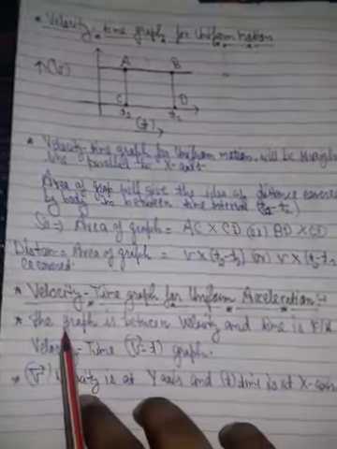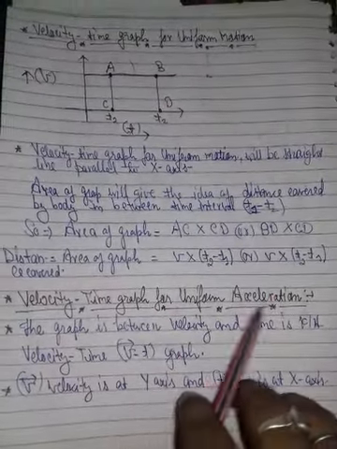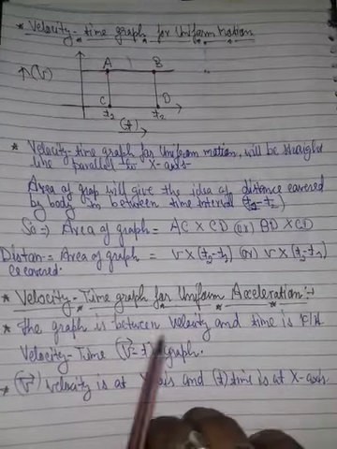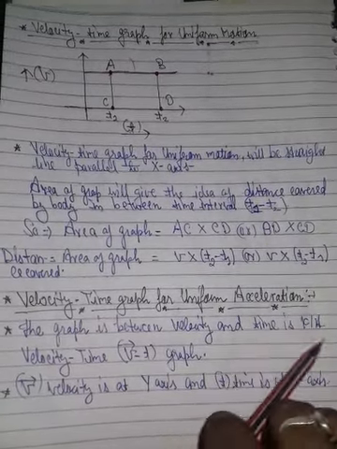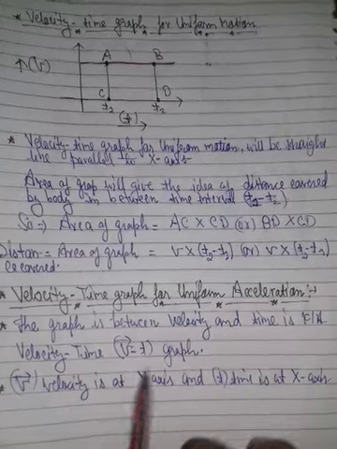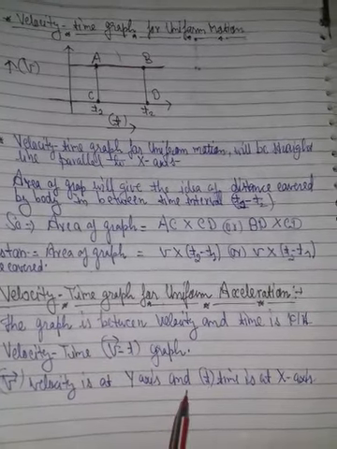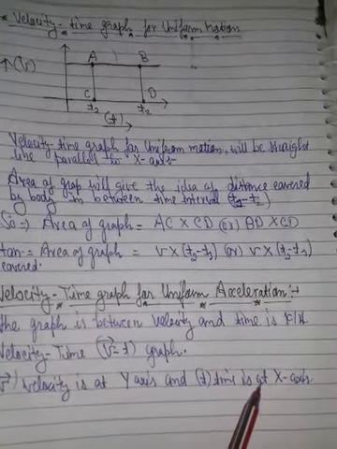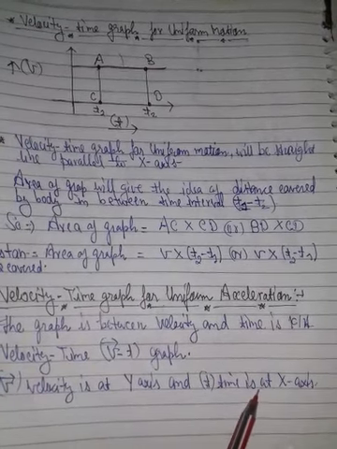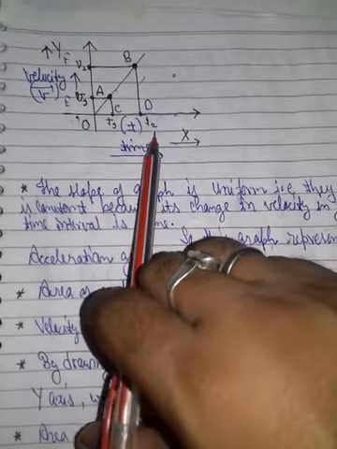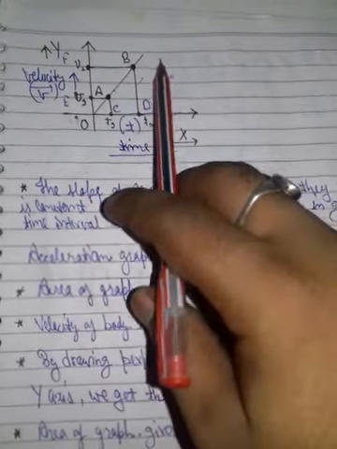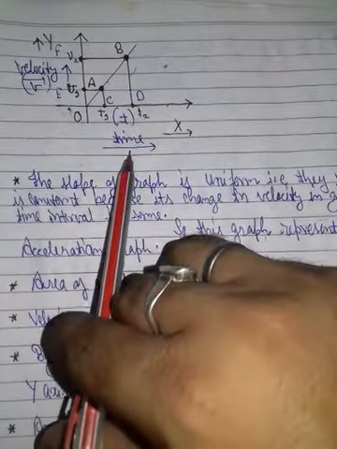Velocity time graph for a uniform acceleration: the graph between the velocity and time is called the velocity time graph, and velocity is on the y-axis and time is on the x-axis. In this video, the graph is clear that it is a linear graph for velocity and time.